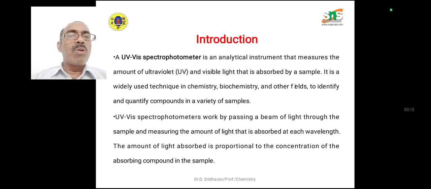Ultraviolet visible spectrometer is an analytical instrument that measures the amount of UV and visible light that is absorbed by the sample, either organic or inorganic samples. It is a widely used technique in chemistry, biochemistry, and other fields, especially in pharmaceutical chemistry, to identify and quantify compounds in a variety of samples.